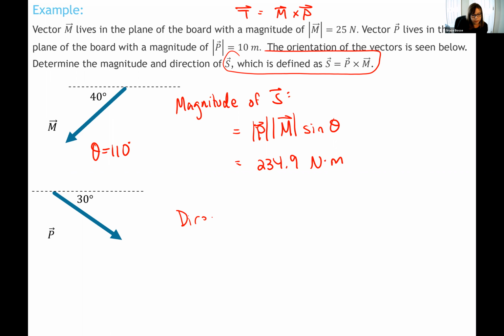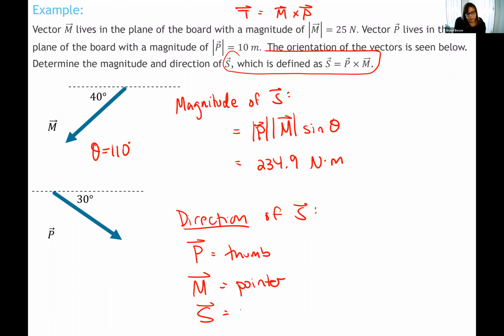Let's talk about the direction this time. This time vector S is defined as P crossed with M. So in this case, vector P is going to be your thumb, and vector M is going to be your pointer finger. So now let's figure out the direction of vector S. That'll be your middle finger. So now do it this time. P is your thumb. This one hurts my hand, but I can do it. Point your thumb down and to the right. Point your pointer finger in the direction of M. That's kind of down and to the left.